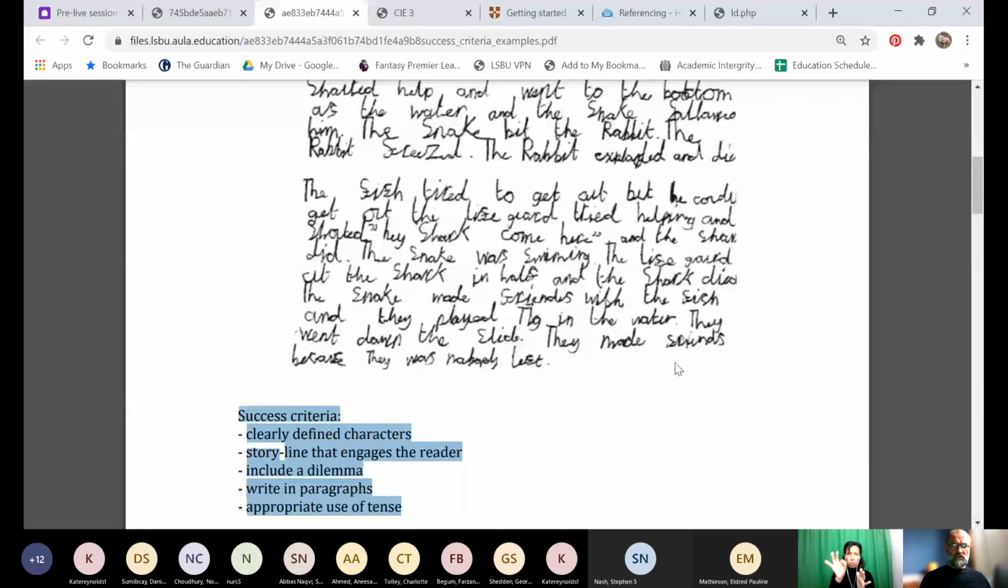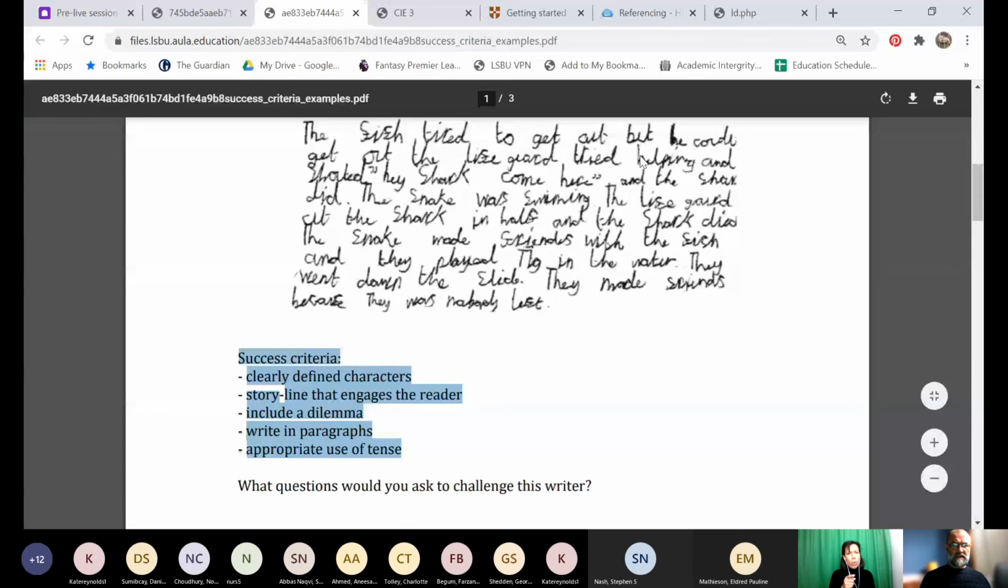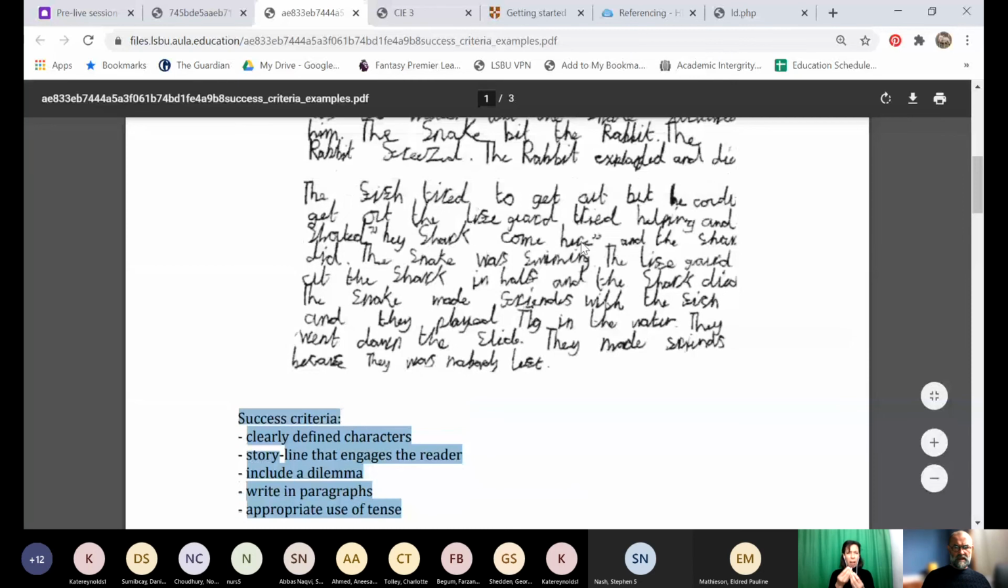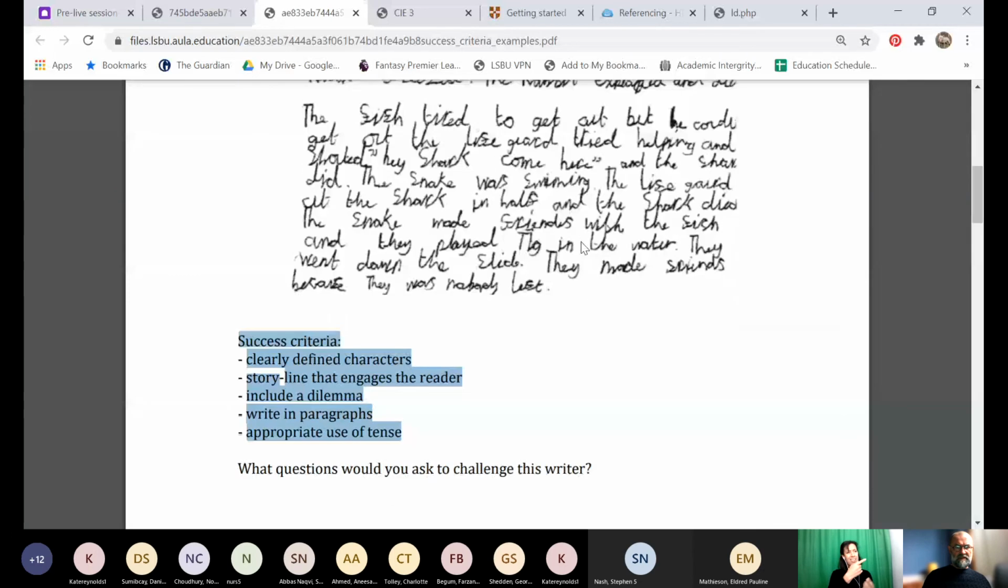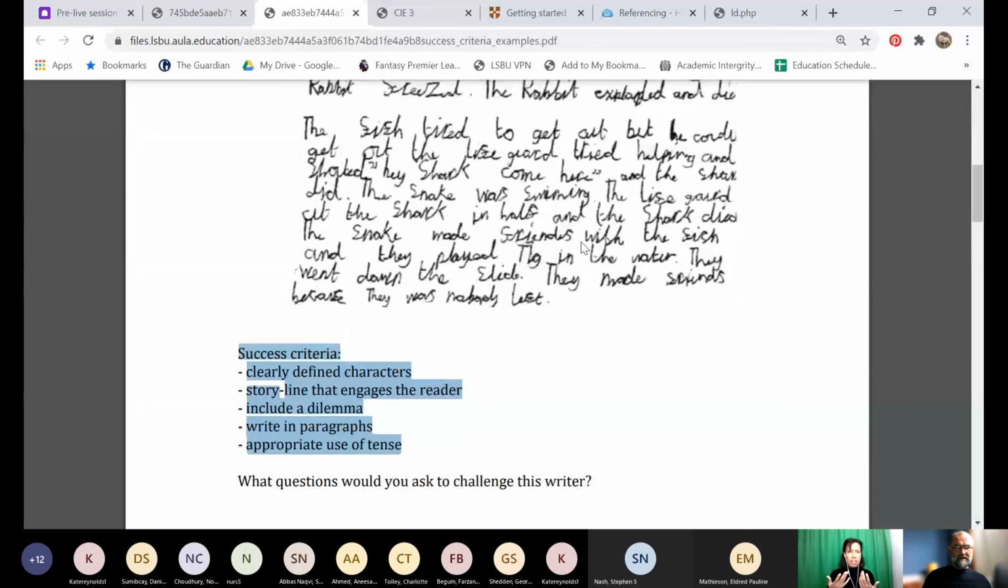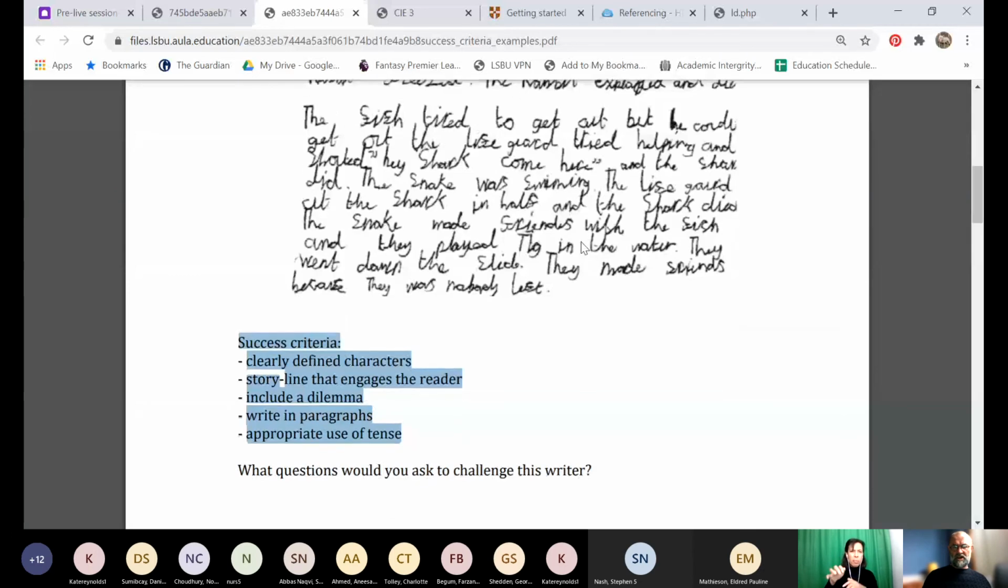So the fish tried to get out, but he couldn't get out. One of the other animals tried to help him and shouted, "Hey, shark, come here." And the shark did. The snake was swimming, whatever that animal is there, at the shark and cut the shark in half.